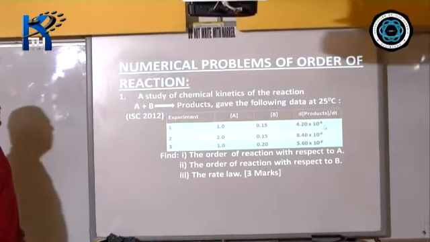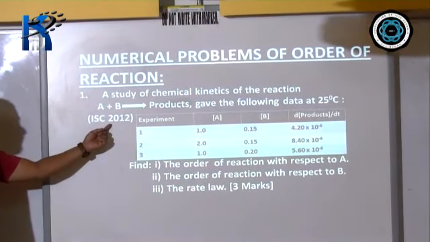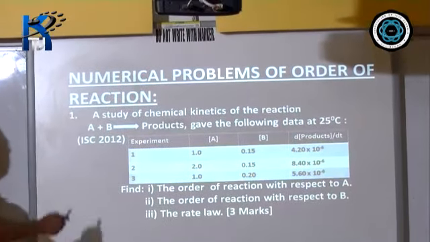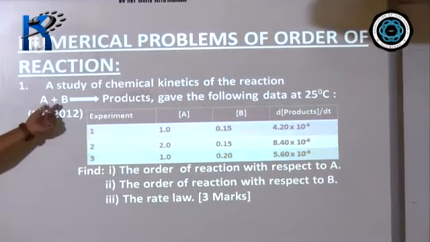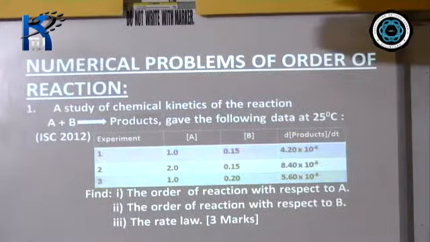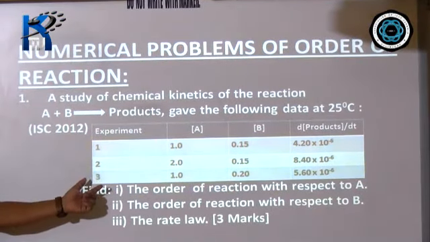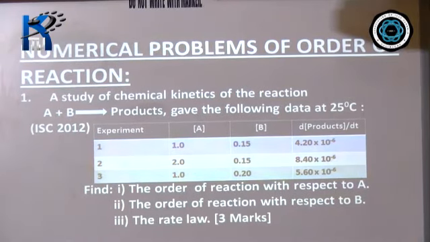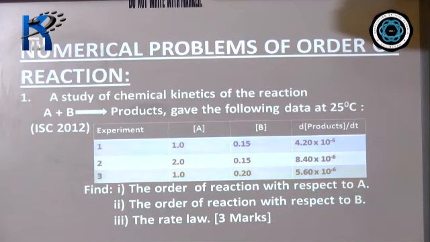So this is one question which has come in your board exam in ISC 2012. The question says, a study of chemical kinetics of a reaction A plus B gives product gave the following data at 25 degrees Celsius, and this is the tabular form to solve order. And the question is asking you to find the order of reaction with respect to A, the order of reaction with respect to B, and the rate law. Okay, and this is for 3 marks.